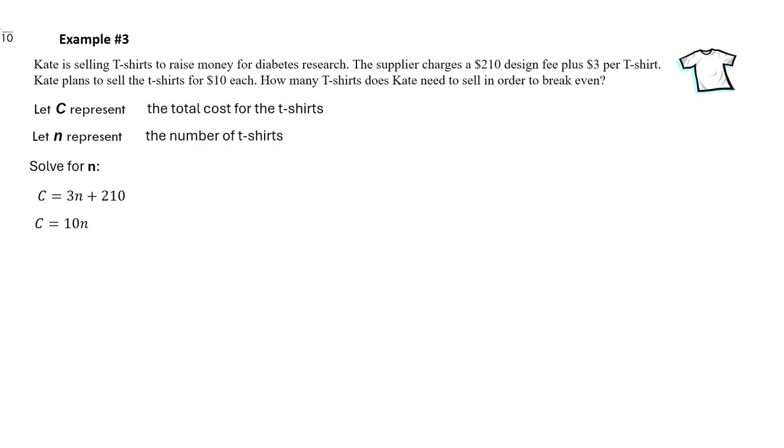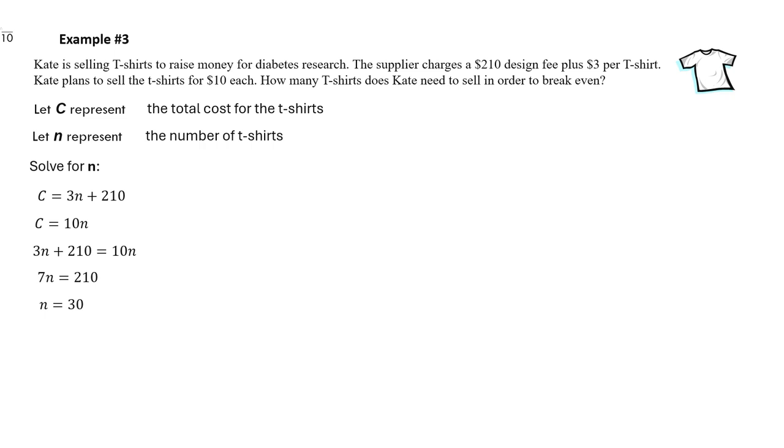And then we're told that Kate plans to sell the t-shirts for $10 each. This can be represented simply by 10 times N. Once we have the two equations, these are already in slope y equals mx plus b form. We can simply set the right side of each equation equal to one another, which gives us an equation of 3n plus 210 equals 10n. We can solve for n and get a value of 30 for n.